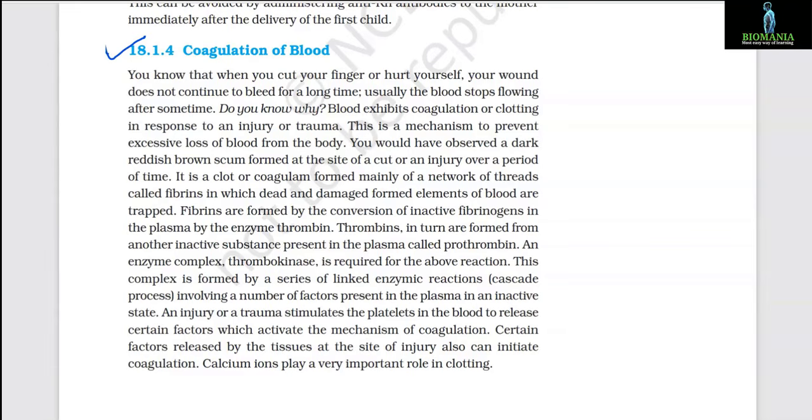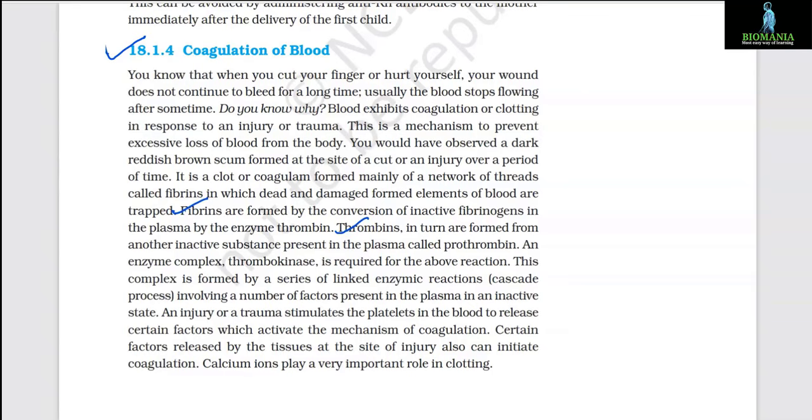You would have observed a dark reddish-brown scum formed at the site of a cut or injury over a period of time. It is a clot or coagulum formed mainly of network of threads called fibrins in which dead and damaged formed elements of blood are trapped. Fibrins are formed by the conversion of inactive fibrinogens in the plasma by the enzyme thrombin. Thrombins in turn are formed from another inactive substance present in the plasma called prothrombin. An enzyme complex thrombokinase is required for the above reaction.